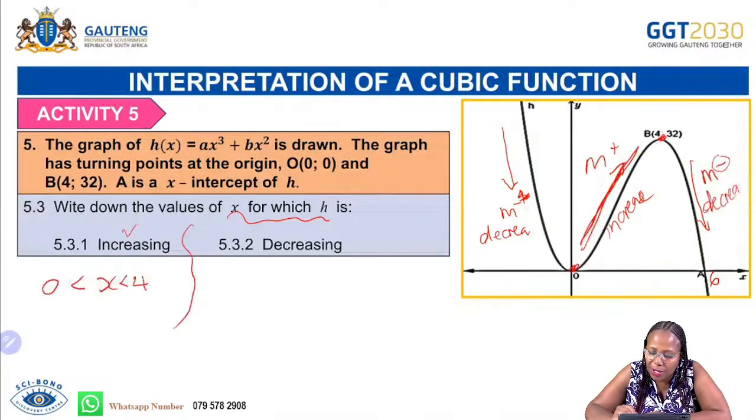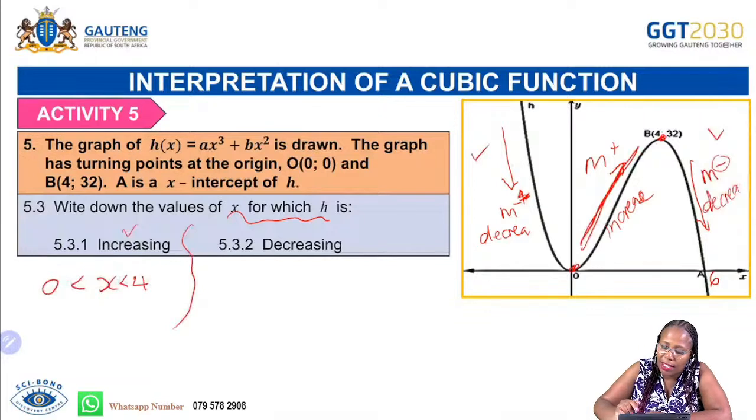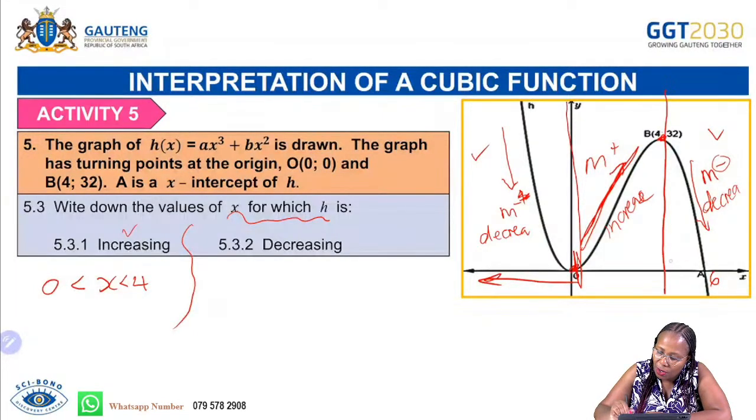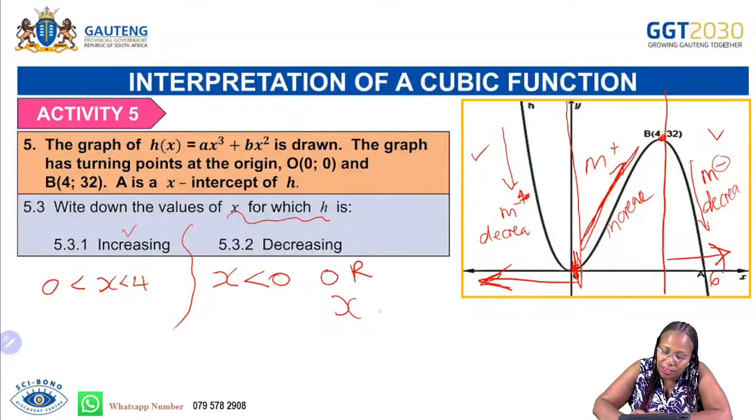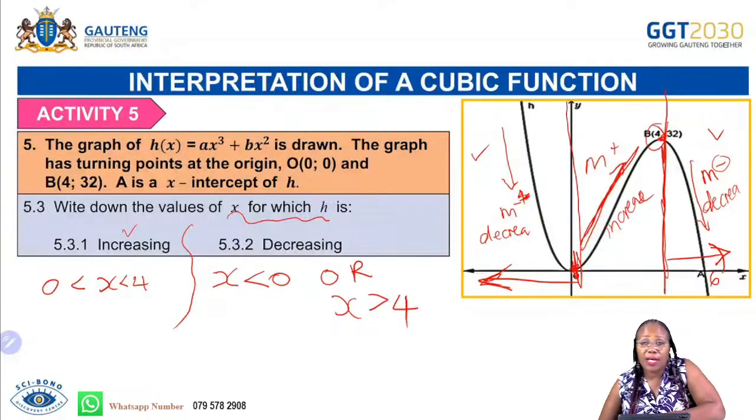For the decreasing part, we have two solutions there, and then there's a gap in between. You have a decreasing part from here going this way, and a decreasing part from there going this way. So the first solution will be x less than, because it is less in this direction, less than what value? x value 0 there. Or in this direction, x is greater than which x value? 4, because our x is 4 there. So those are the solutions.